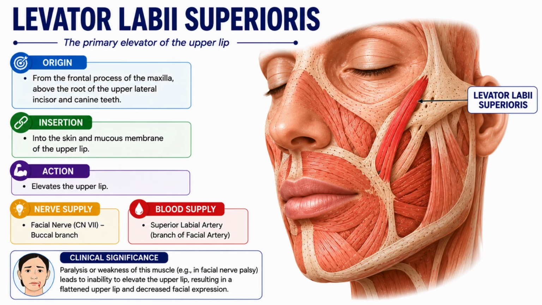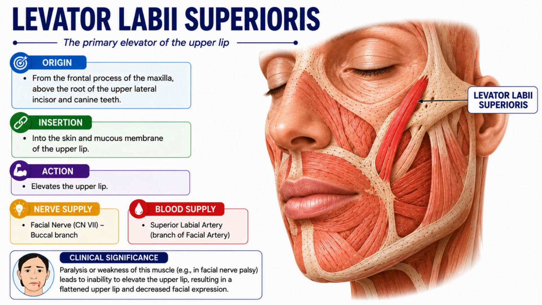The next muscle is the levator labii superioris. It is the facial muscle that is present below the eyes, stretching from the side of the nose and sitting above the upper lip. See the diagram. It gets its origin from the frontal process of the maxilla, especially near the infraorbital margin, above the roots of the upper lateral and the canine teeth. It gets inserted into the skin and mucous membrane of the upper lip.